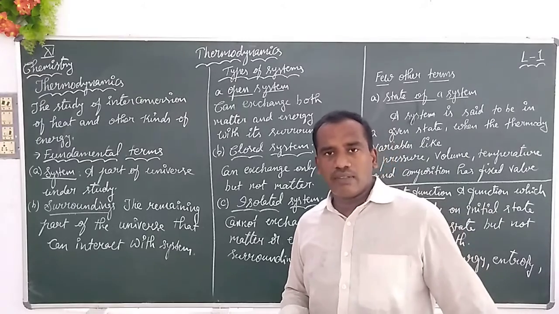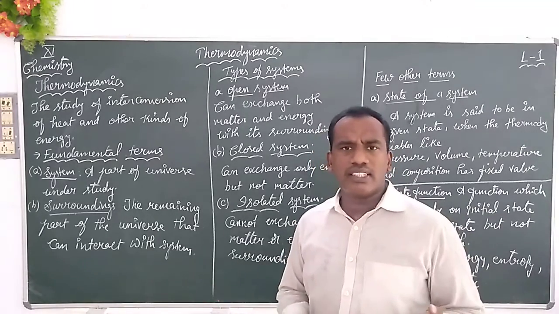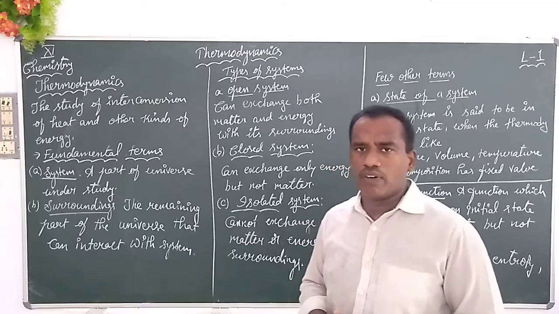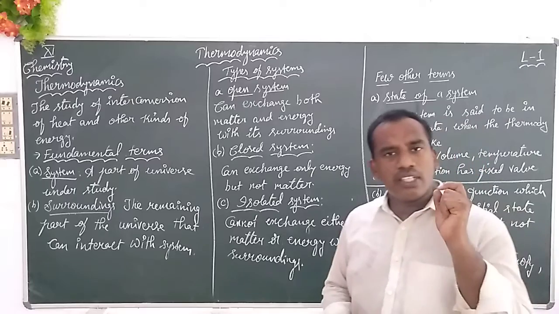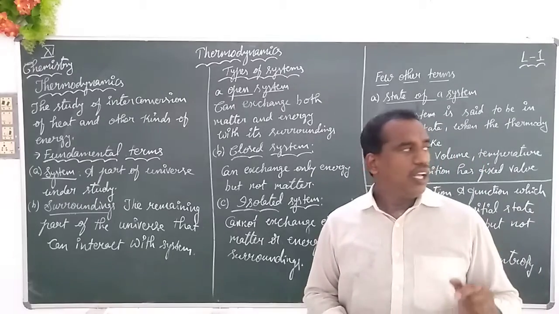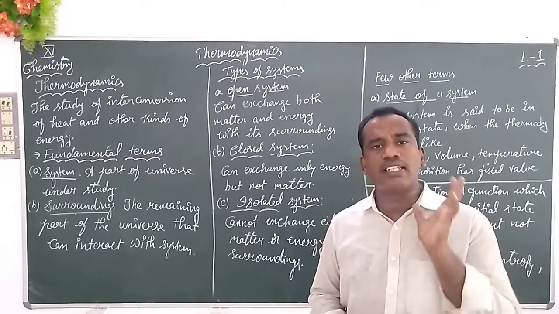Even our system, like our tea, has a perfect boundary, but sometimes it's not necessary. You are doing many reactions in test tubes. The content present in the test tube is called your system, and the remaining part outside the test tube is called the surroundings.